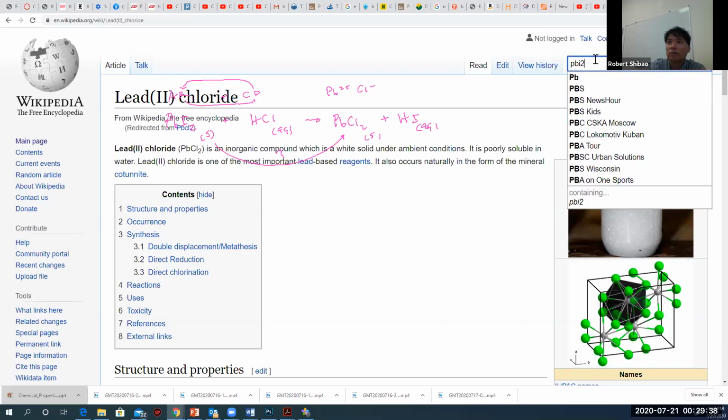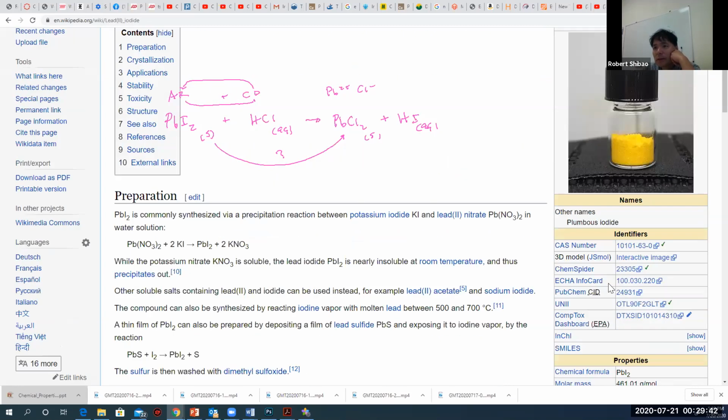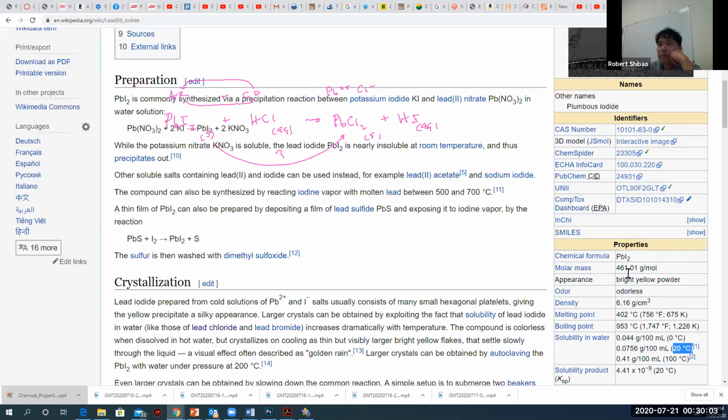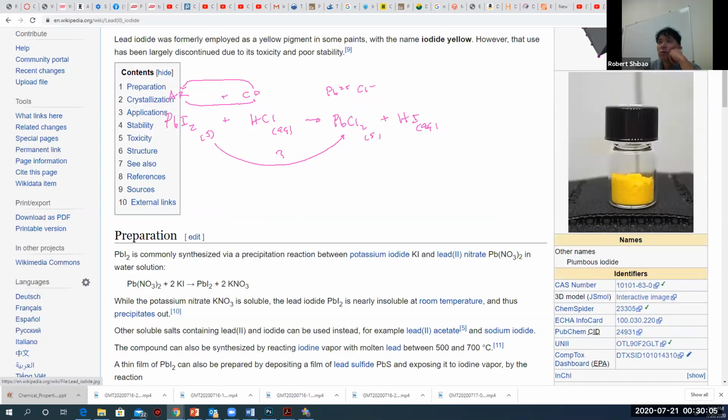Let's try PbI2. If we go to PbI2, what is its solubility? Let's go to 20 degrees C here. It's 0.0756 grams per 100, so we need to multiply by 10, top and bottom. So it's 0.7. We can only dissolve 3/4 of a gram of PbI2, versus almost 11 grams of PbCl2 in a liter.